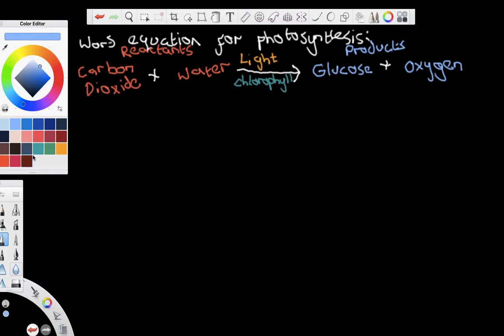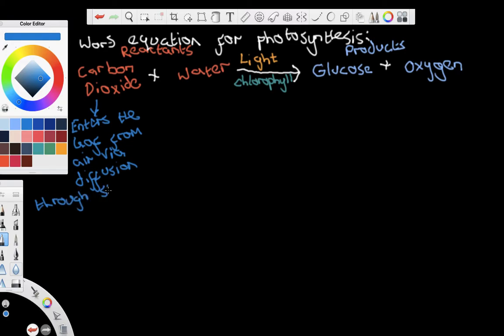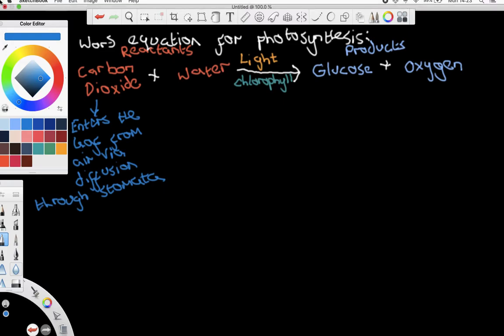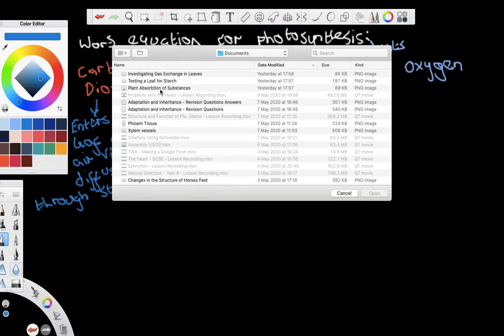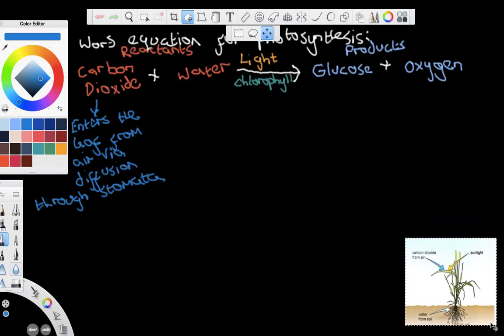And these reactants, from what we said on the previous slide, come from the following areas. So I need a different colour I can use. So we can say that carbon dioxide enters the leaf from the air via diffusion through the stomata. As we said on the previous slide. So carbon dioxide enters the leaf from the air via diffusion through the stomata. If you think back to this diagram we used, I'll just put it down in the bottom corner. It is on the PowerPoint, so you can use it. We said that carbon dioxide from the air enters the leaf through diffusion.